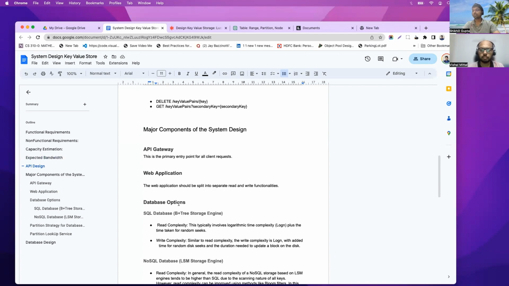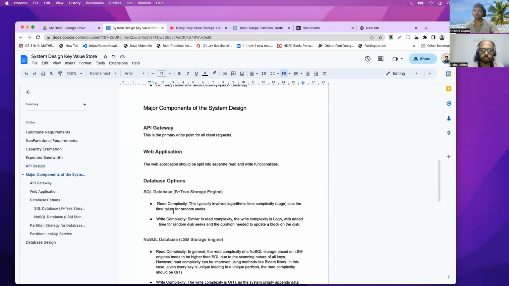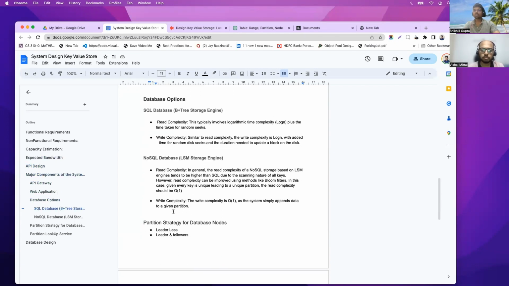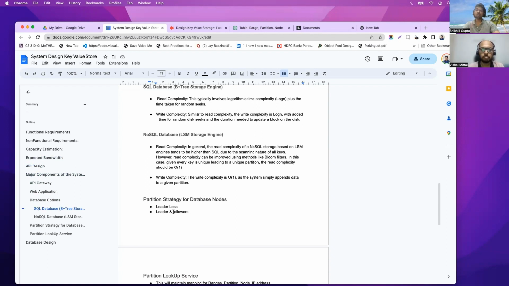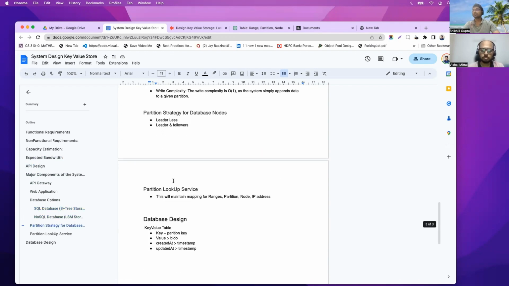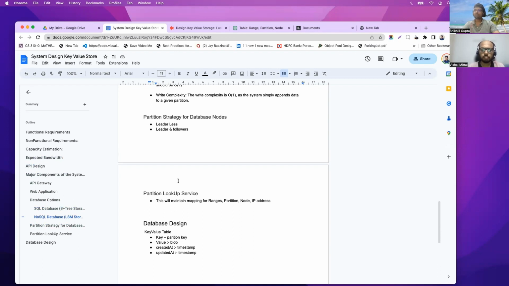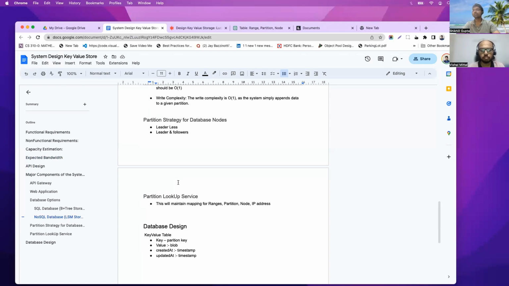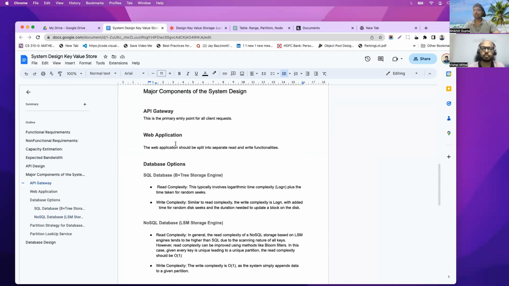Why I have chosen a NoSQL DB versus a SQL DB, and what partition strategies I'm going to use, like leaderless and leader-follower. These are important concepts that the interviewer will ask you about and will judge you on. Do you understand why you have chosen this? Do you have the reasoning for that? And what information will be maintained in the partition lookup service. So we'll cover that in the next part of this series.